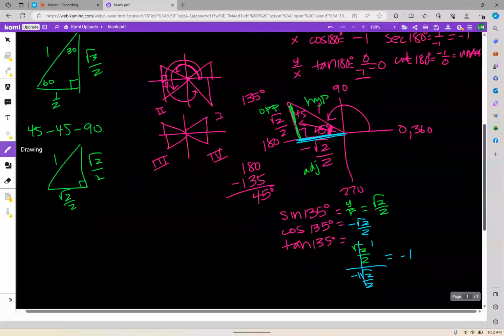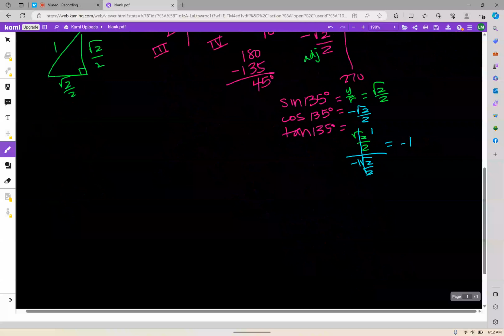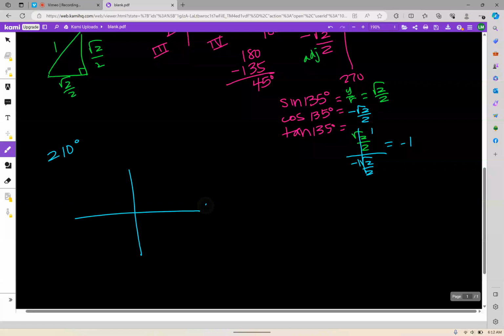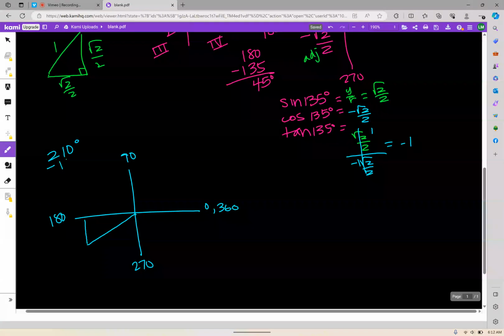All right, so let's take this one. Let's go 210 degrees. So I'm 0, 90, 180, 270, 360. So where is 210? Yes, quadrant 3, right? If I'm at 180, I want to go to 210. 210 minus 180 is 30 degrees. I have a 30-degree reference angle.